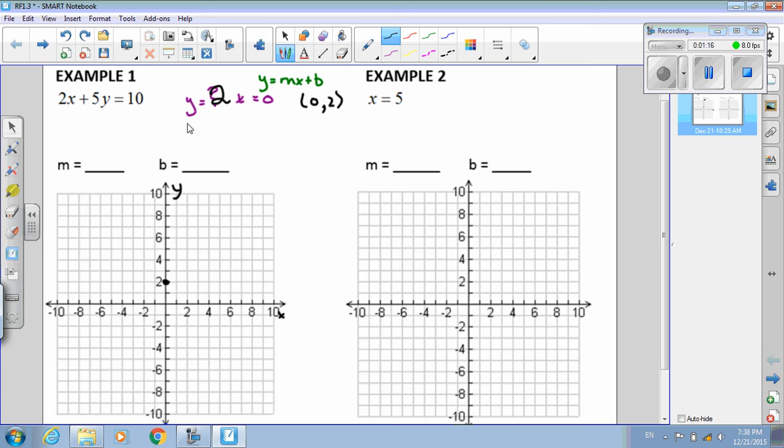Now let's do the same for the x-intercept. So what is the value of x when y equals 0? So if y is 0, that would lead to 2 times what number gives me 10? That would give me 5 here. So that means that my data point is 5, 0. This is my x-intercept. So right here.